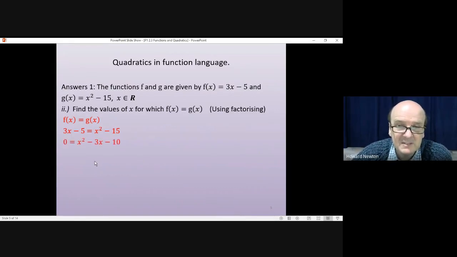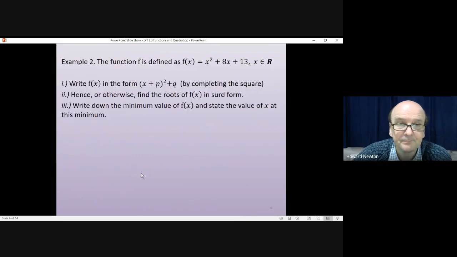Rearranging it would give us that. They suggested factorizing, and it does factorize into x minus 5 times x plus 2. And that'll give us two solutions. Either x minus 5 equals 0 or x plus 2 equals 0. If x minus 5 equals 0, that gives us x equals plus 5 for the answer. If x plus 2 equals 0, that gives us x equals minus 2 for the answer.